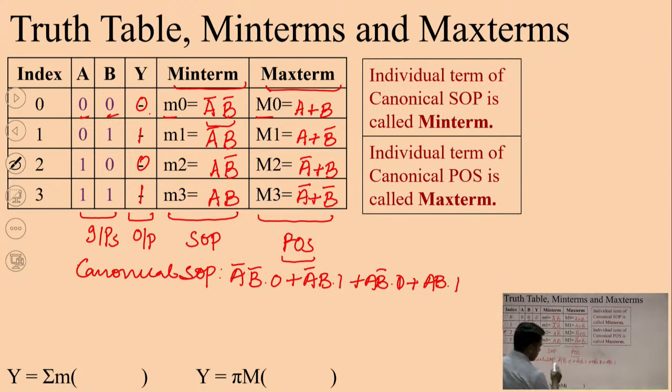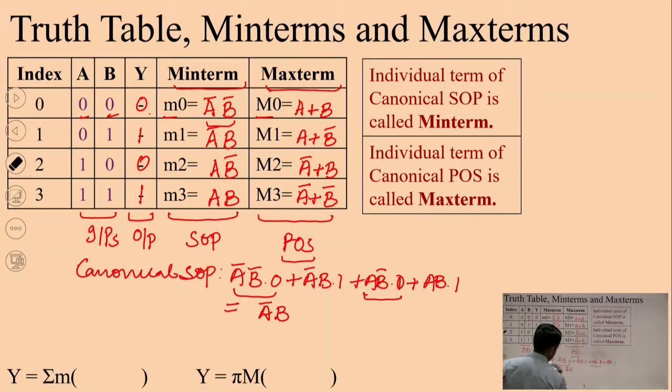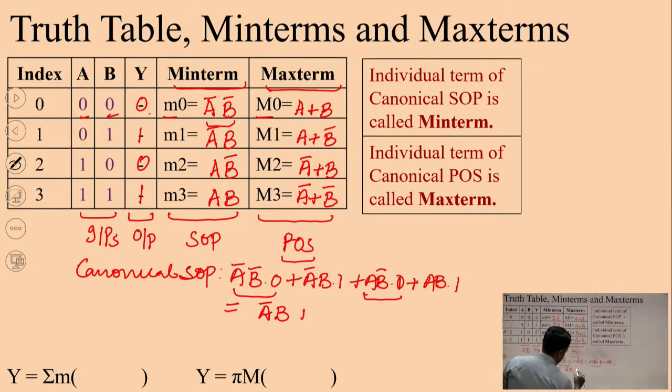Okay. So this thing is 0. This thing is also 0. The remaining terms are A bar B, and the last one from here, plus AB. So this is the canonical expression which has been written for this truth table.